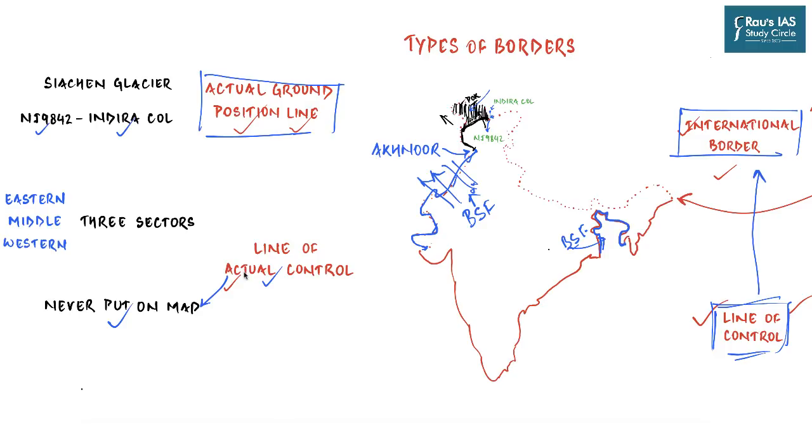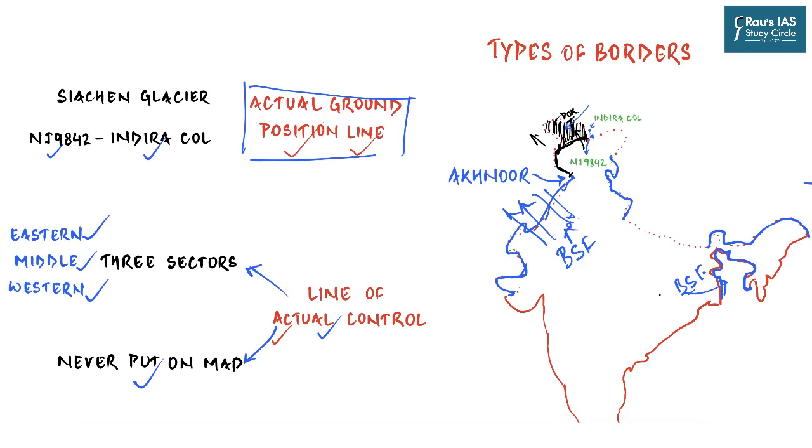If we talk about its segregation, it is divided into three sectors: eastern, middle and western. The eastern sector spans Arunachal Pradesh and Sikkim, the middle sector is in Uttarakhand and Himachal Pradesh, and the western sector, of course, is in Ladakh. However, the line of actual control in the Ladakh region does not conform with the political map of our country which you are used to seeing. It runs something like this, with Aksai Chin controlled by China.